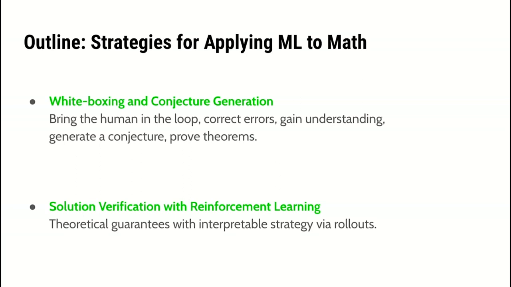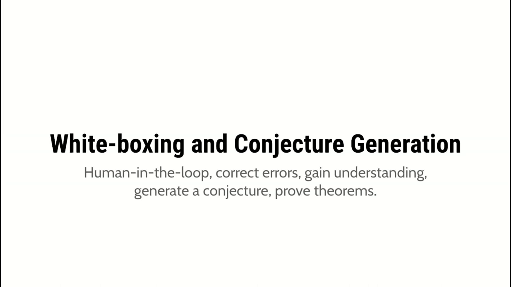So I'm going to also talk about something called reinforcement learning, which you may have heard of in the context of chess and Go and so forth. And I'm going to talk about how in mathematics you might use that for solution verification. One of the nice things about this is that theoretical guarantees are built in by construction. And in particular, in certain cases, there's interpretable strategy via rollouts. What that means is if you take a trained agent and you watch it play many games, you can study the statistics of the moves it has tried to make, and you can try to understand how it is making its decision and what it values as a good move. Okay, so that's the outline. And so I'll start with white boxing and conjecture generation.